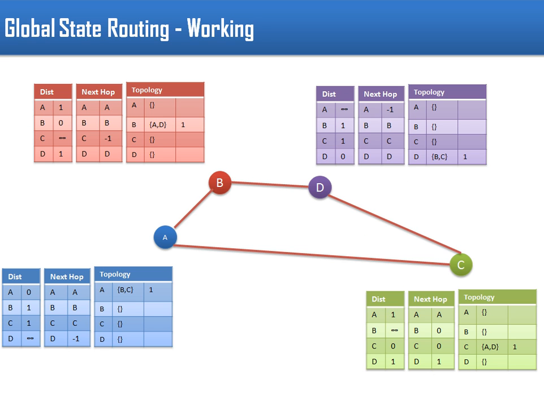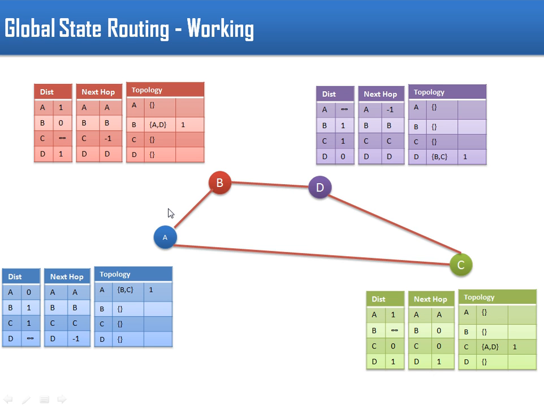Okay, so here we are taking the complete example. Initially every node has an idea only about its neighbors. So node B knows that A and D are my neighbors. It will store this information in the topology table, in the next hop table, and in the distance table as well. A is one hop away, D is one hop away, and about C, B does not have any idea, so it will put infinity.